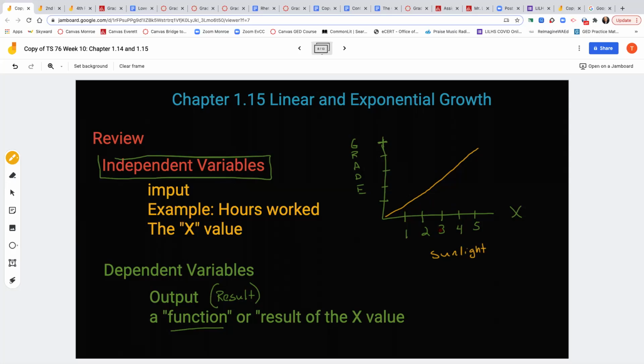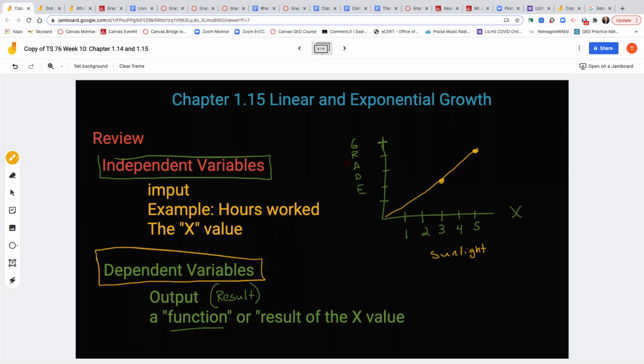So if each day you give a plant 3 hours of sunlight, it gets to this point right here. And each day that you give it 5 hours of sunlight, it grows this much, okay? So the amount of growth is a direct function or result of the X value, okay? And so that's why they're calling it a dependent variable. It depends, how much my plant grows depends on how many hours of sunlight I give it.